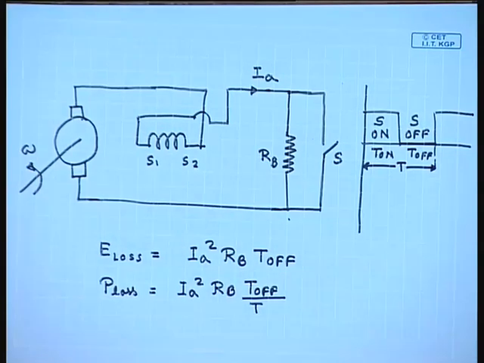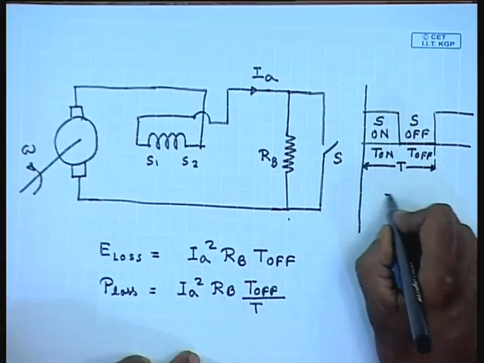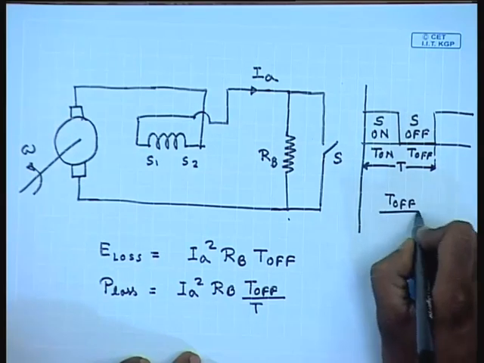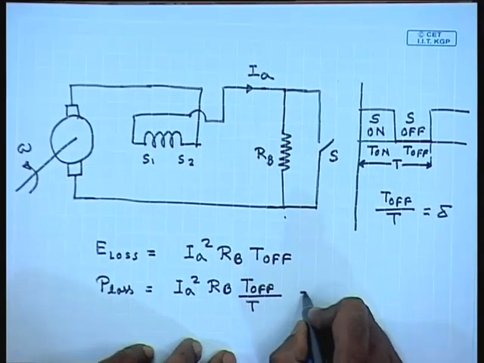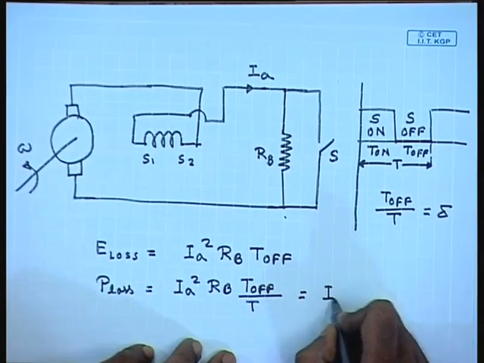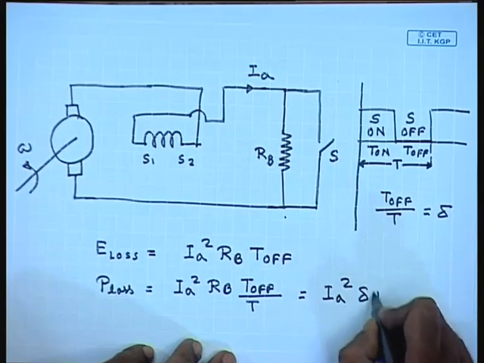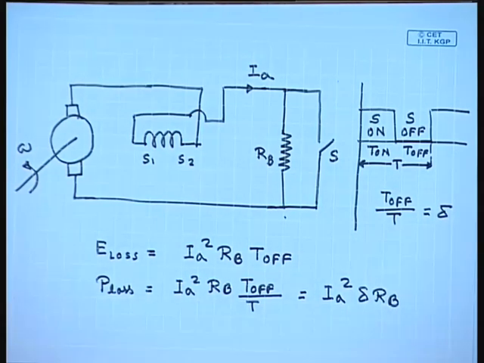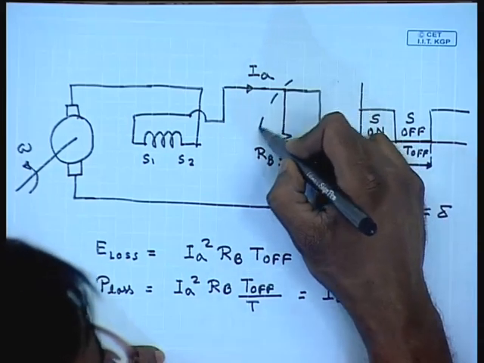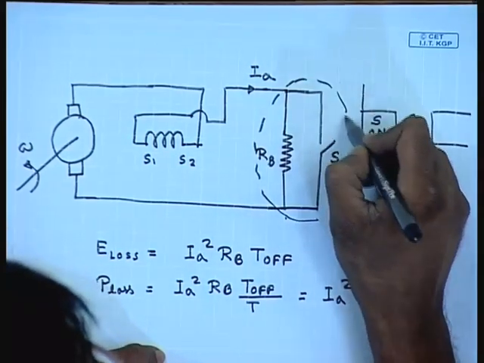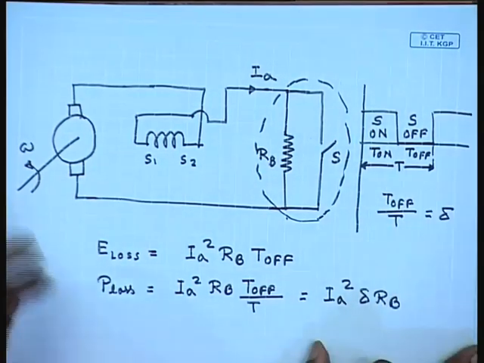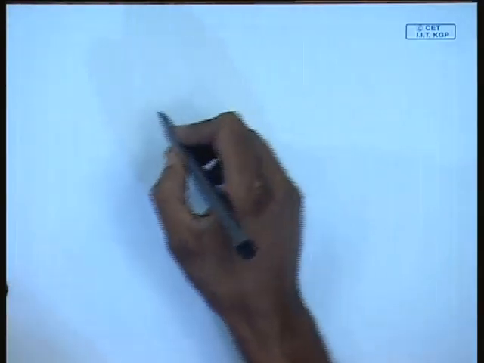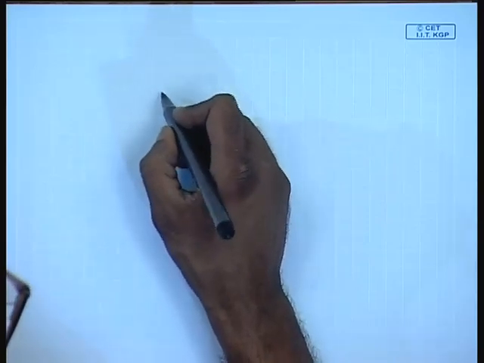If I call this delta, the period over which power loss takes place, then this is equal to IA square delta RB. So, this entire arrangement of a fixed resistance and a switch now appears as if we have connected a variable resistance, delta RB.